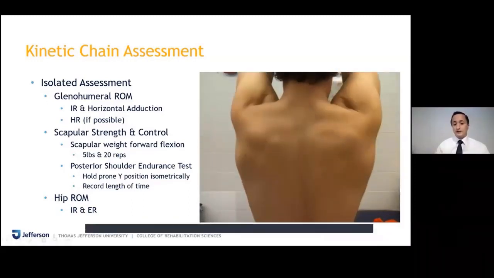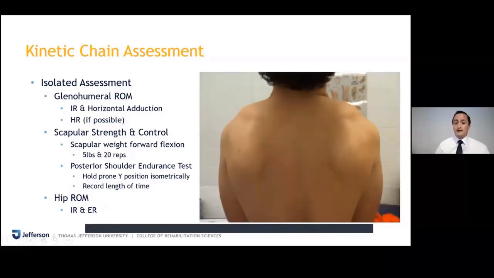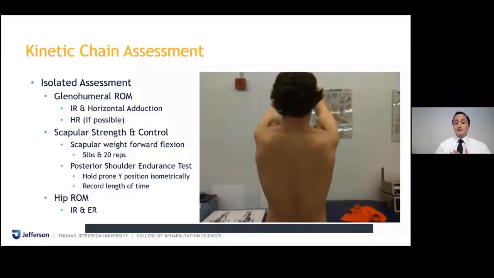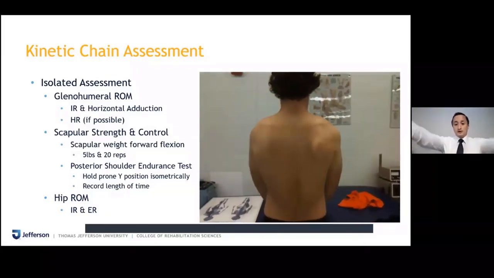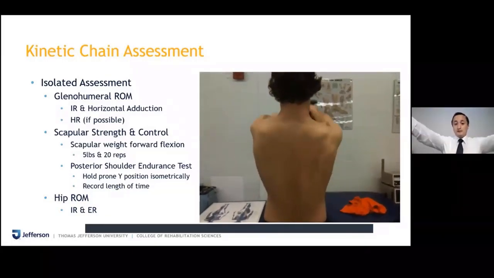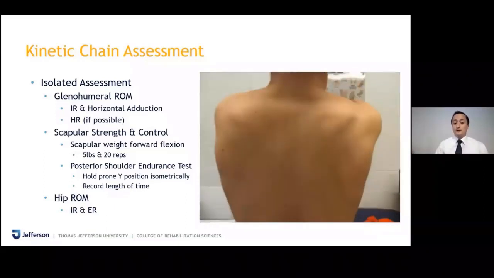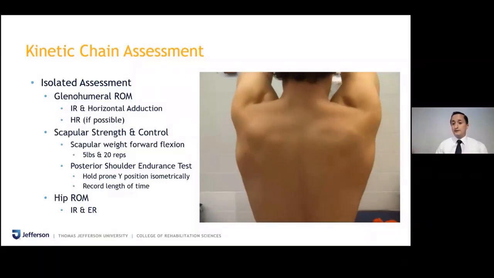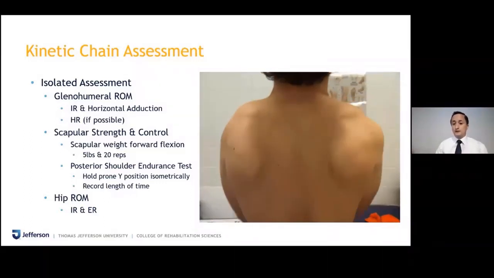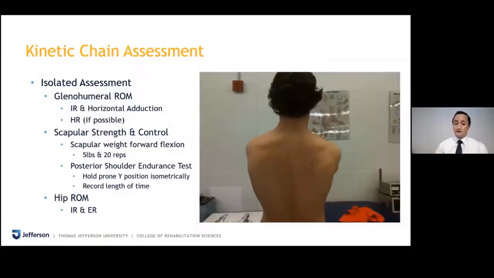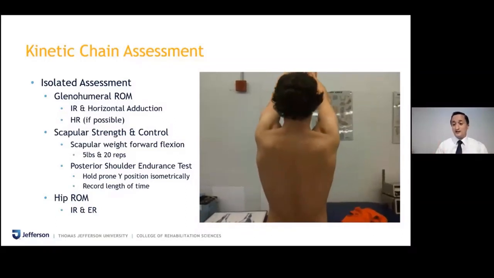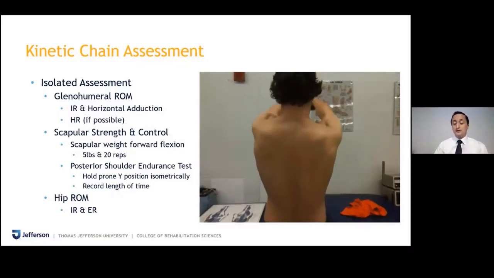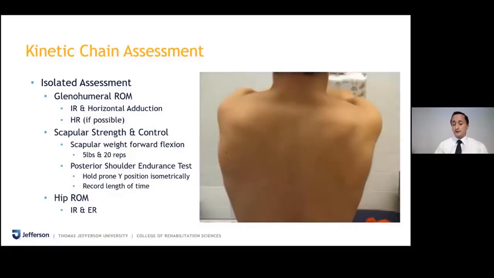You could also do what's called a posterior shoulder endurance test, and this is where you're prone on the table on your belly, and you're going to basically hold your arms out like Superman, like a Y position. You hold them isometrically, and then you record how long you can hold that position. That's a good metric for how much endurance those muscles have. They should be both strong, but also have endurance. And again, looking at hip internal rotation, especially on that stride leg, will be important.